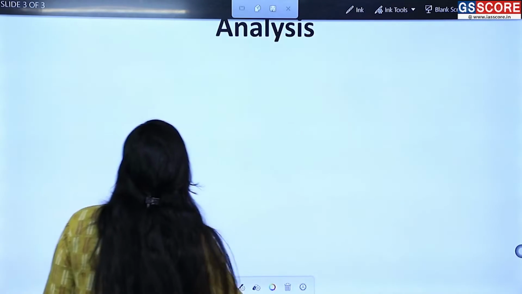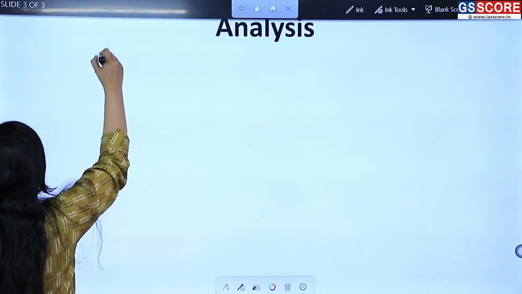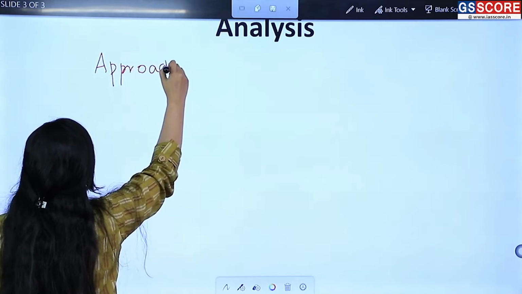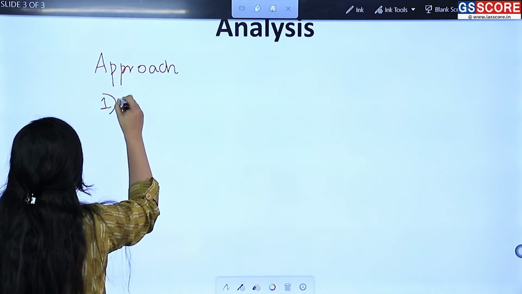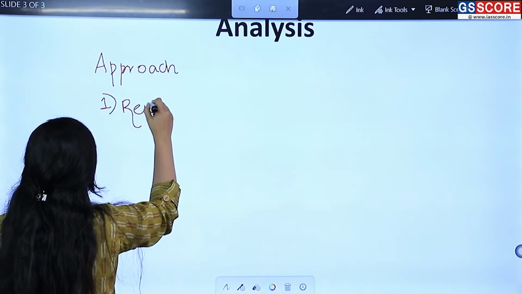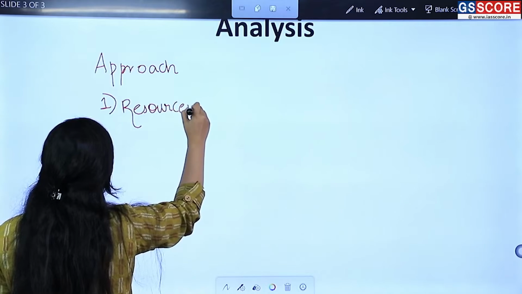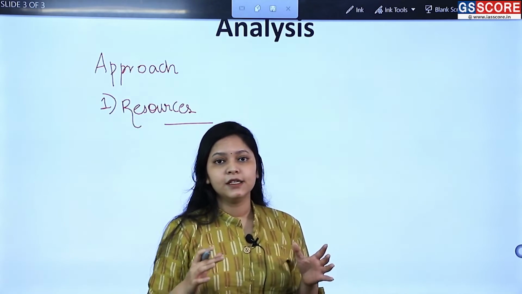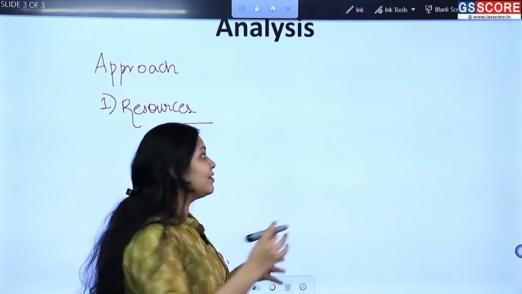Now, in the terms of approaching the syllabus, the first question that we have is, what should our resources be? Where should we study from? It is important to understand that Indian society is not about gathering data.